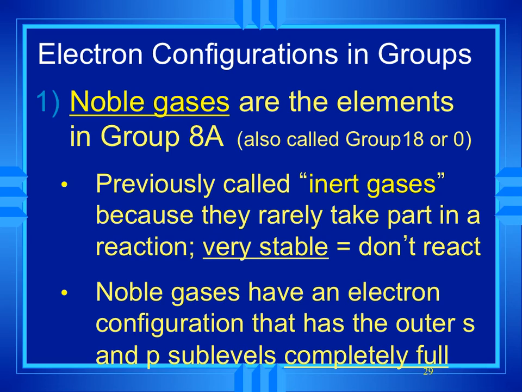Now, the characteristic of noble gases that I want you to know is that they were previously called inert gases because they rarely take part in a reaction. So they're very, very stable, and so they usually do not react. What you should know about their electron configuration is that noble gases have an electron configuration that has the outer s and p sublevels completely full. So they'll definitely have 8 electrons in their Lewis dot structure.